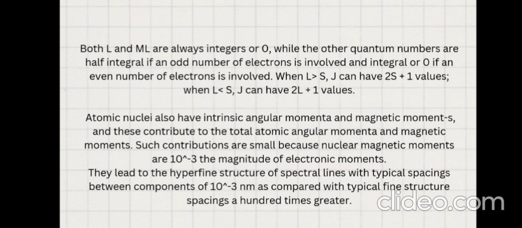Atomic nuclei also have intrinsic angular momenta and magnetic moments, and these contribute to the total atomic angular momenta and magnetic moments. Such contributions are small because nuclear magnetic moments are 10 raised to minus 3 the magnitude of electron moments. They lead to the hyperfine structures of spectral lines, with a typical spacing between components of 10 raised to minus 3 nm, as compared with the typical fine structure spacing, which is 100 times greater.